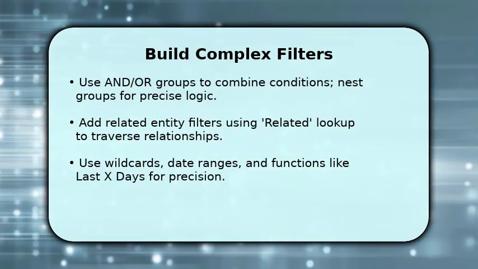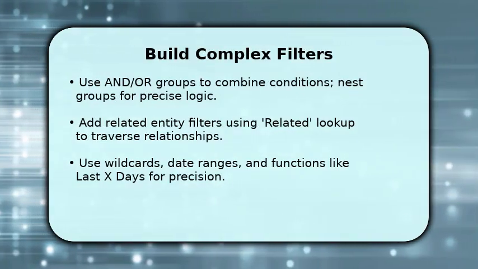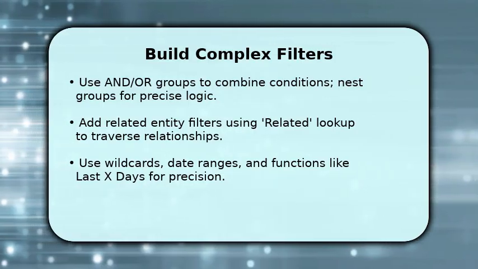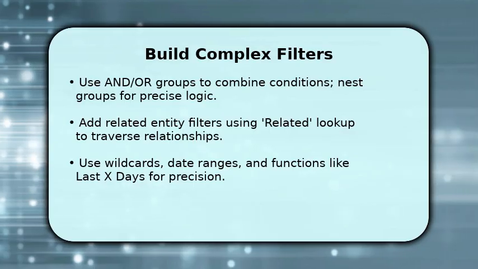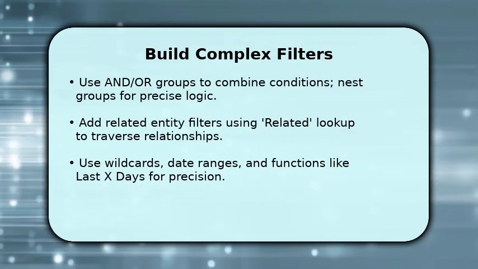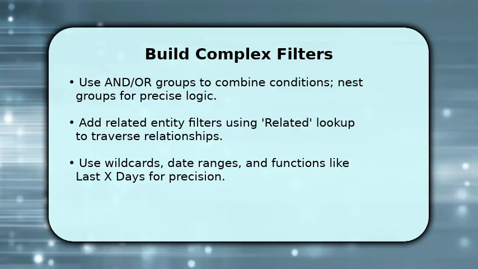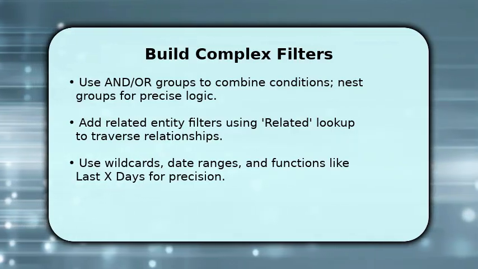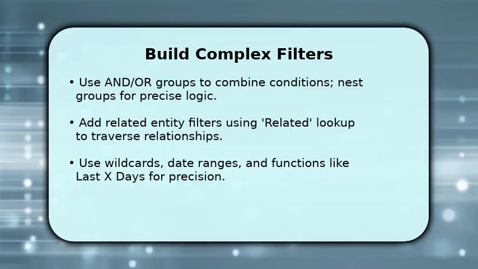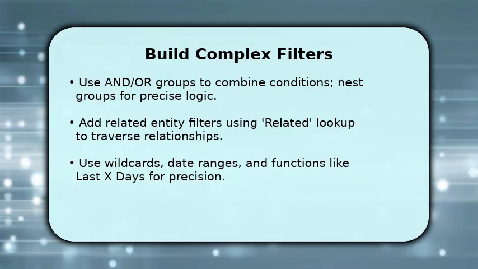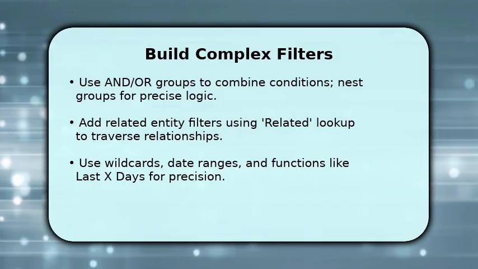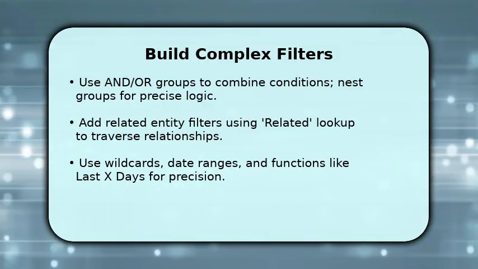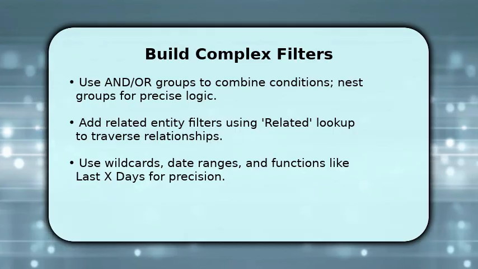You now construct the meat of the query by grouping conditions with and or, nest groups when a condition must apply only inside a subgroup. Once grouped, add related entity criteria to pull fields from parent or child records. This lets you filter across relationships. Use wildcards and date functions, such as last 7 days or specific ranges, to prevent missed records. Also, make sure to test each group by hitting results frequently so you catch logic mistakes early.